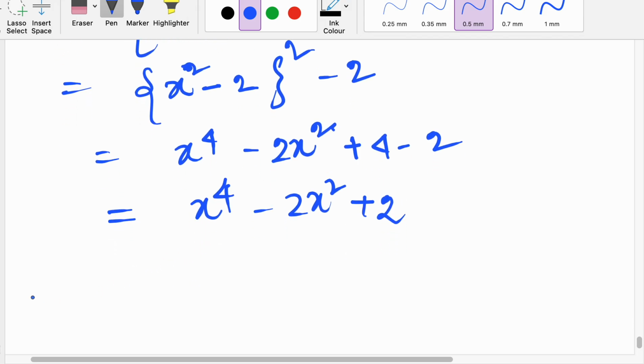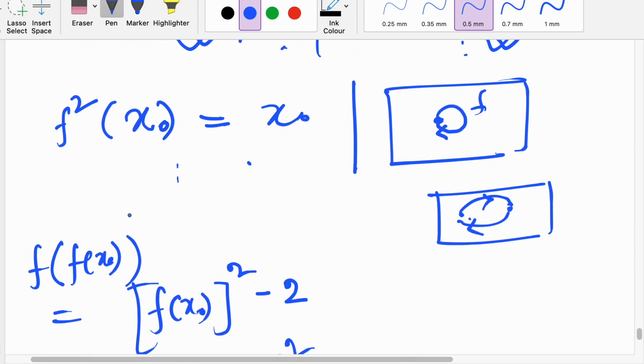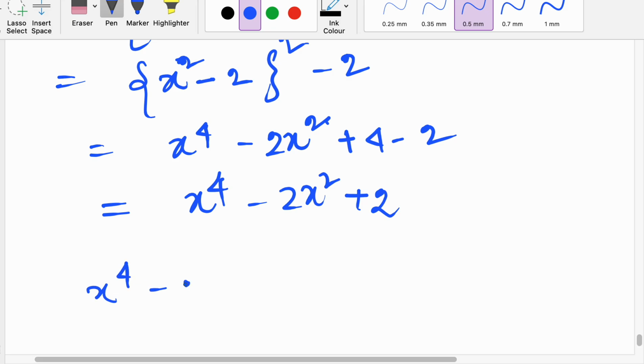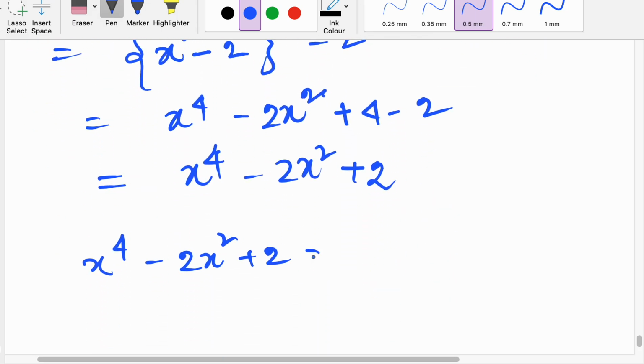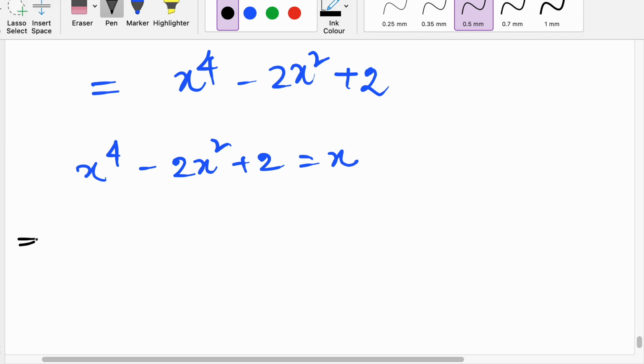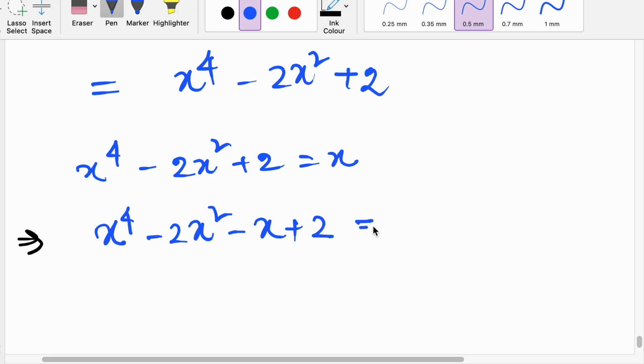Now we have to solve these equations. We know the right hand side, how it looks. It looks like x to the power 4 minus 2x square plus 2, and I have to solve it equal to x. So this is the equation you have to solve: x to the power 4 minus 2x square minus x plus 2 equal to 0.